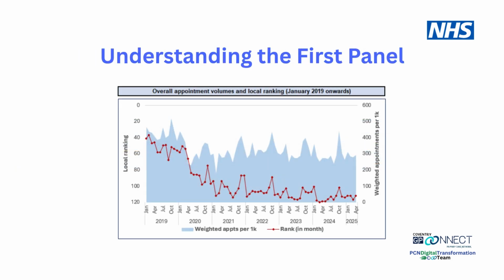Step 2. Understanding the first panel. The first panel displays your practice's ranking over time, represented by the red line. Hover over any red data point to view the ranking for that specific time. For example, compare April this year to April last year to check trends or seasonal variation. The light blue graph shows weighted appointments per 1,000 patient list, a critical metric.